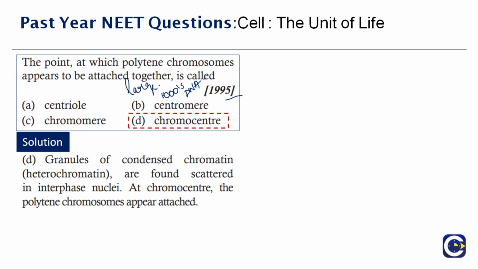So what is a polytene chromosome? They are large chromosomes, and they are mainly seen in the salivary glands. Okay, salivary glands. So option D is the right answer for this.